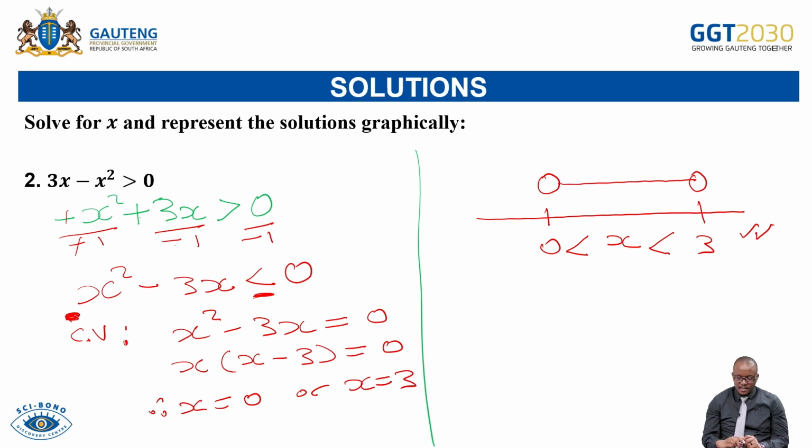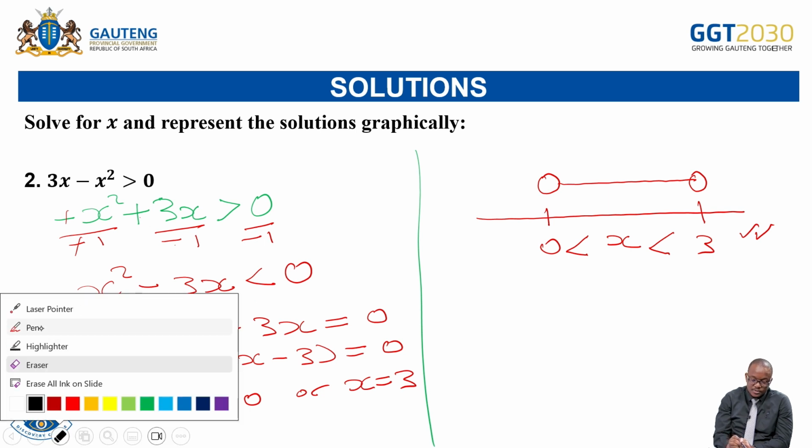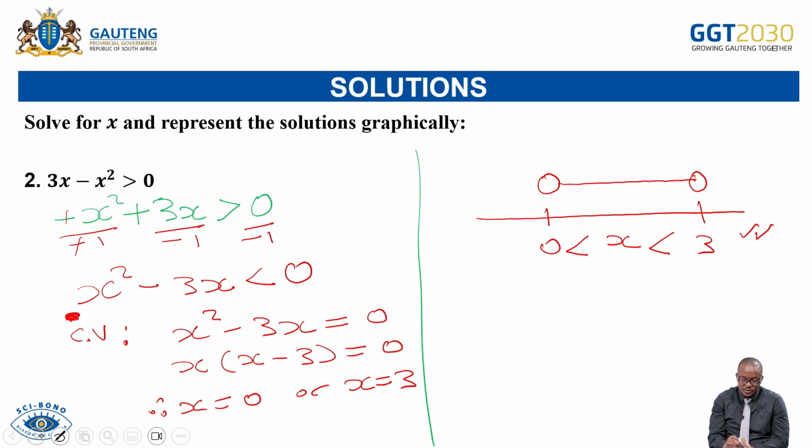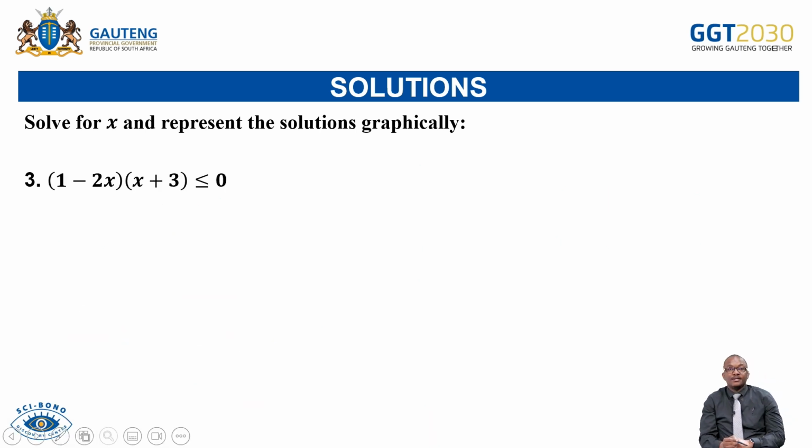Correct. So grade 11s, please be careful. The minute you want to make the leading coefficient positive, you know that always the sign will change. This is less than, not less than or equal to. So that's how you deal with this type of question. Now let's look at this one. Very interesting question.